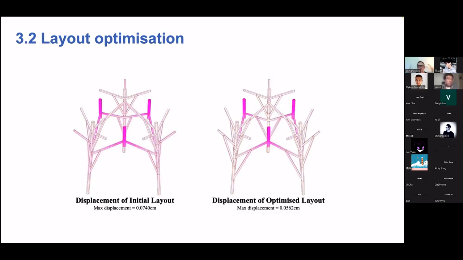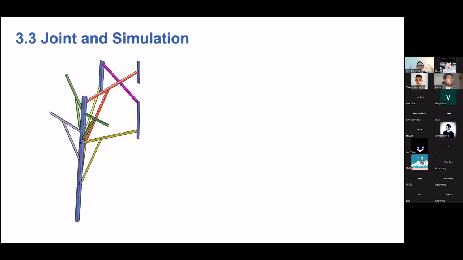And if we look at the displacement analysis, we find the biggest displacement is the three top points of the short columns. So we just add three horizontal beams to link them and also support the branch beams. So this is the final model of our pavilion.